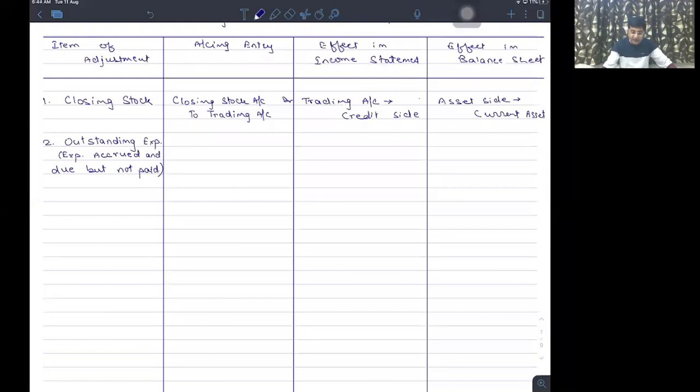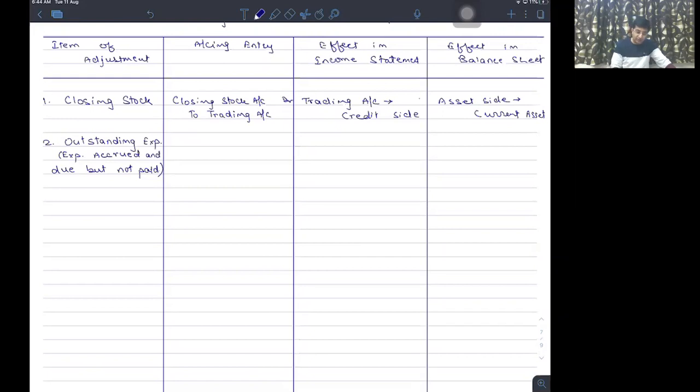So when there is an outstanding expense, I need to increase the expense of the current year. Correct or not? And at the same time, I have to show that as a liability in the balance sheet. Why a liability in the balance sheet? Because the amount is still payable. Therefore, it will be shown as a liability in our balance sheet.